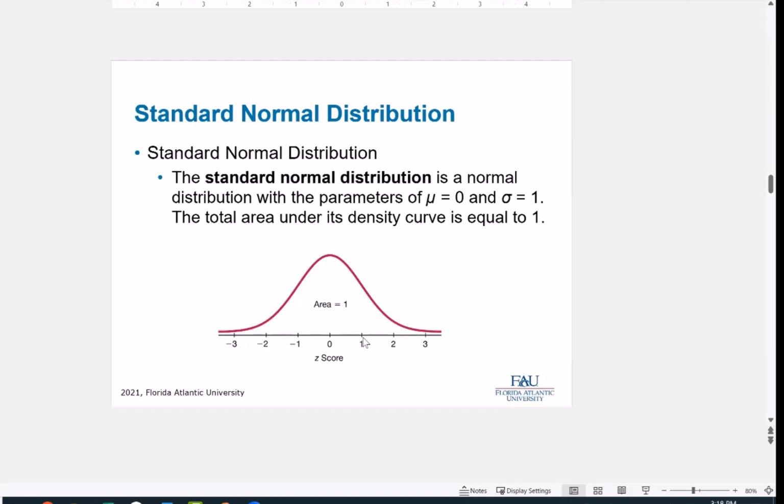This is one standard deviation, two standard deviations. And the total area under the curve is 1. So this goes right along with our probability. And we do use this for probability.